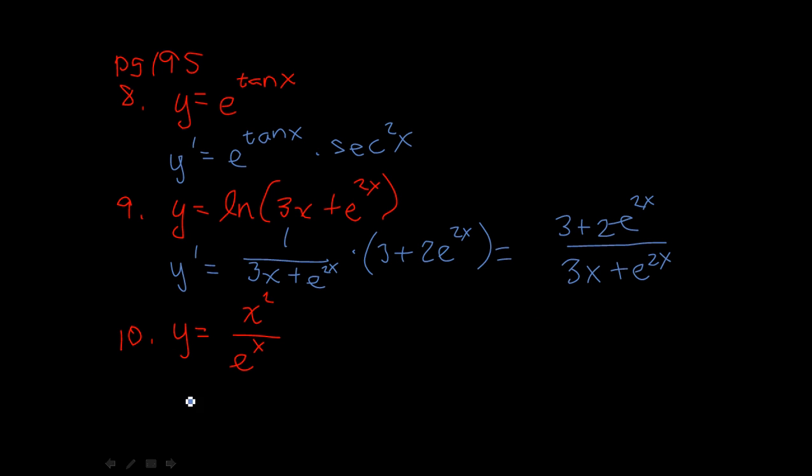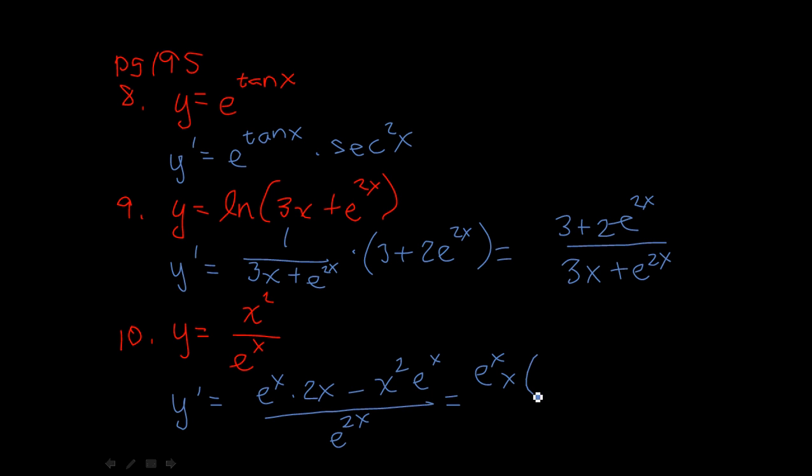Okay. Number 10, you need to use the quotient rule. So it's going to be low d high minus high, and then d low is still e to the x, all over low, which is e to the 2x. So if you simplify that a little bit, we have 2 minus x over e to the 2x. And one of these actually cancels, so you could simplify it to x times 2 minus x. Okay, there's an x there, 2 minus x there, and then e to the x in the denominator.